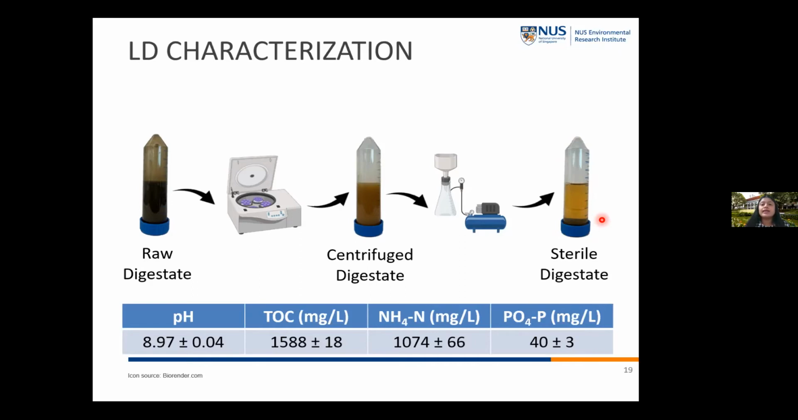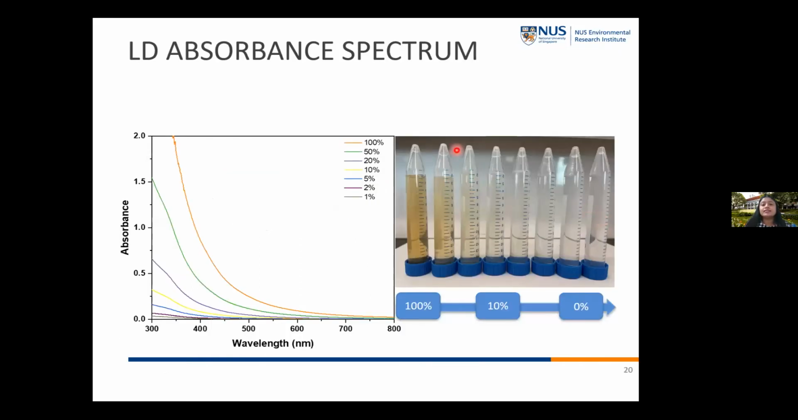Hence, what we decided to do was to dilute the digestate. So this is a 100% digestate, and then these are different dilutions. This is 50%, 20%, 10%, 5%, and so on. You can clearly see that as you dilute, the transparency of the digestate increases.